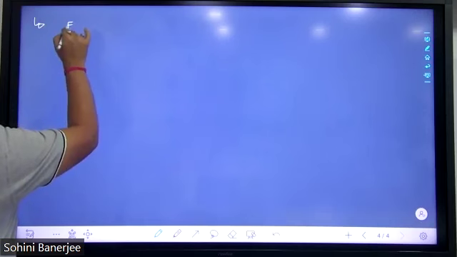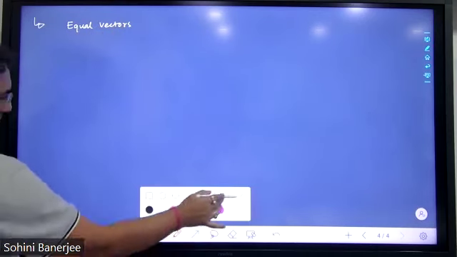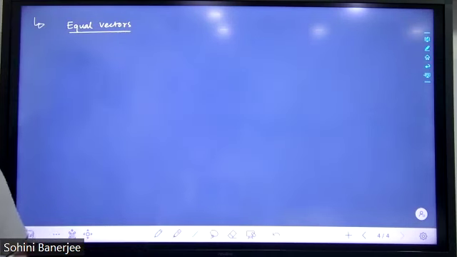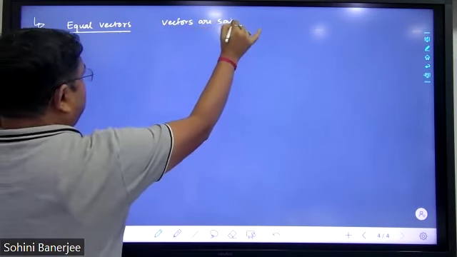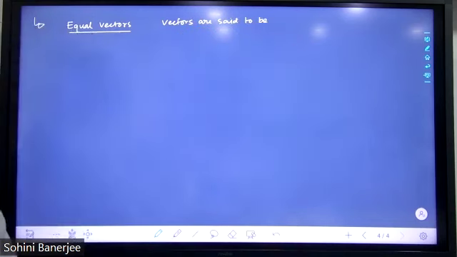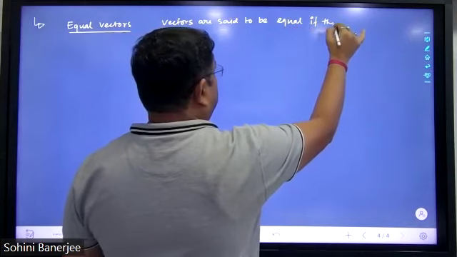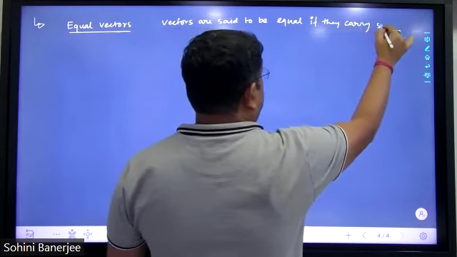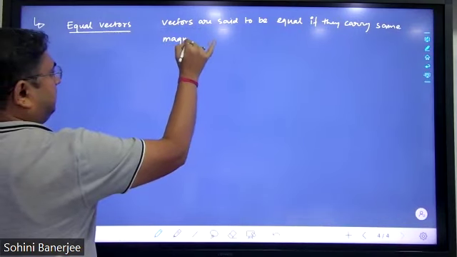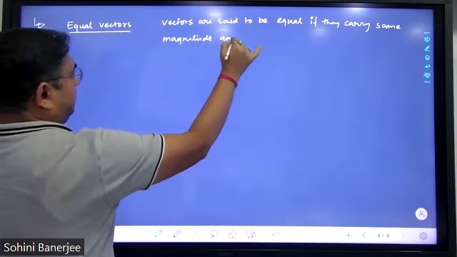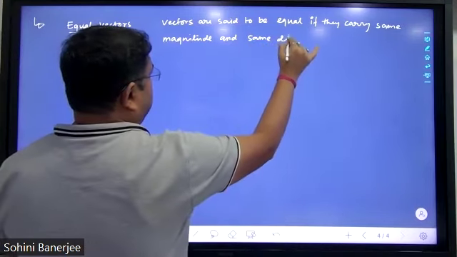Now, equal vectors. Vectors are said to be equal if they carry same magnitude and same direction.